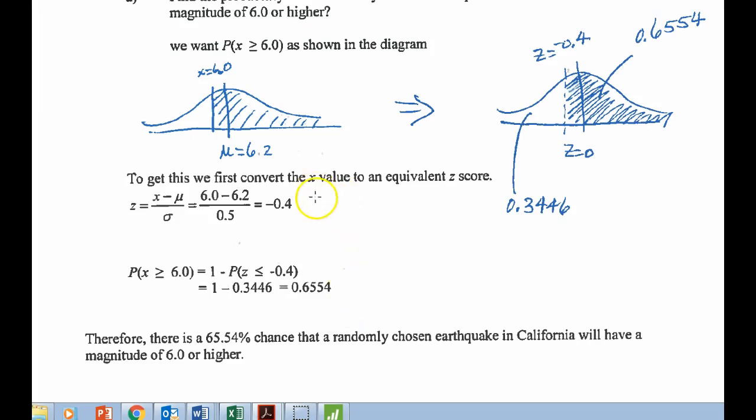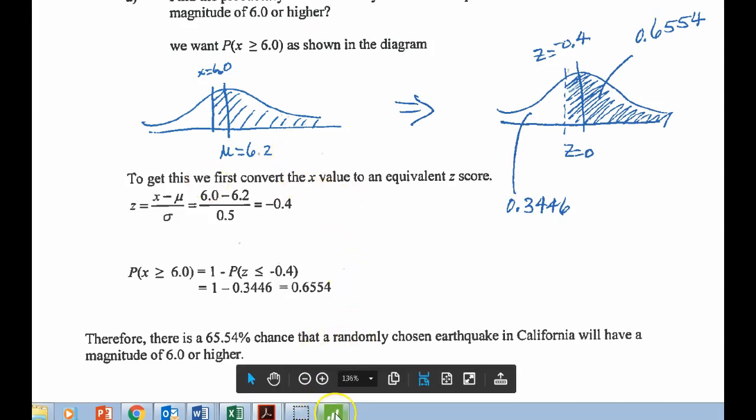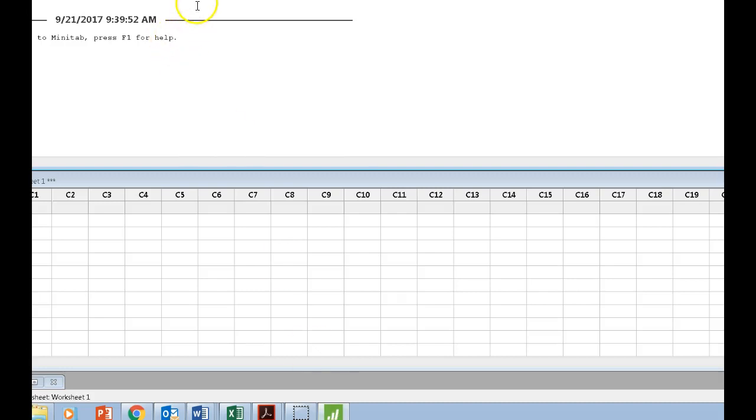All right, now we can get Minitab to do this in a flash. Let me go to Minitab here for a second. Hang on now while I get this straightened up. Ooh.